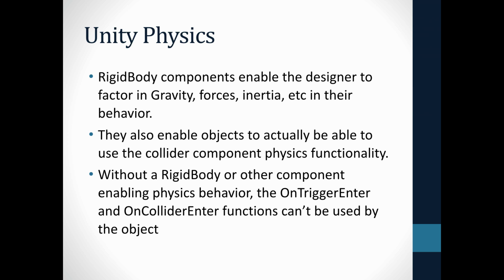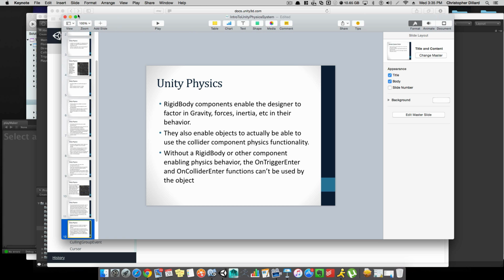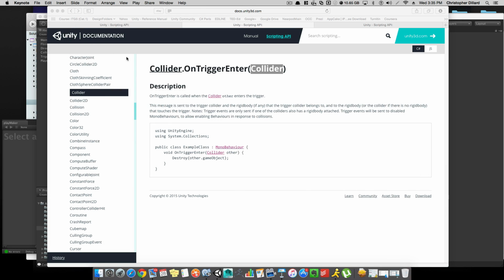All right, so it also enables objects to actually be able to use the collider component physics functionality. If you don't have a rigid body on the object, you can't detect collisions. Okay. Without a rigid body, other components enabling physics behavior, the onTrigger and onCollider functions can't be used by the object. All right, so let's take a look at what all this means.